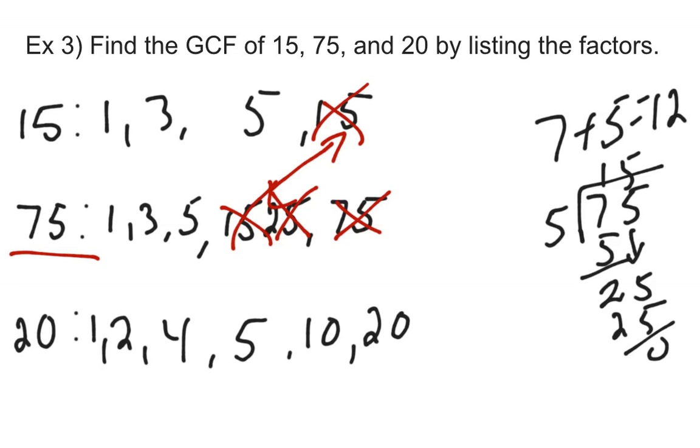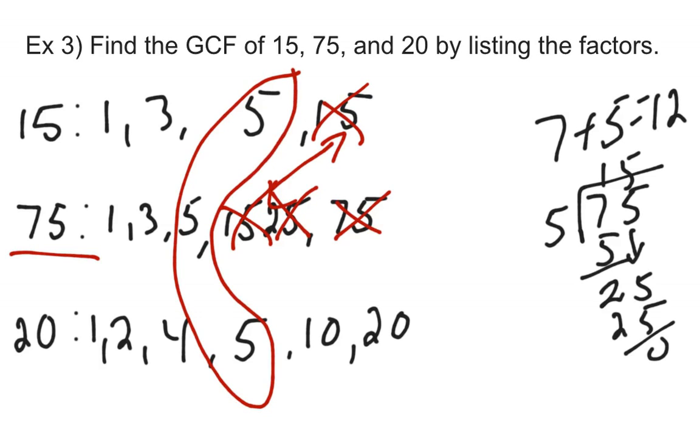For 3 numbers, it has to be common in all 3 of them, like the 5s are here. That is the largest factor that's in all 3 of them. So it's the biggest number that all 3 of them can be divided by. So there's greatest common factor.